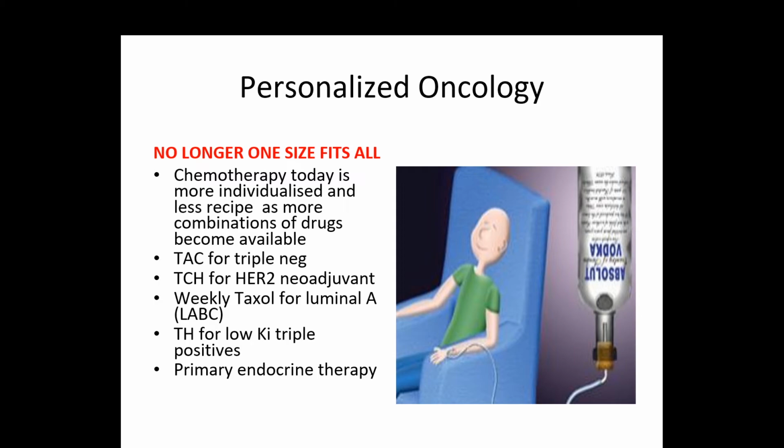So personalized oncology today means we individualize recipes. We can use TAC for triple negative, TCH for HER2 in the neoadjuvant, weekly Taxol for our locally advanced luminal As. We see a lot of these in government, and the Taxol works very well in this setting. You can use Taxol and Herceptin for your low Ki triple positives, as well as primary endocrine therapy, which we use a lot of in both units.